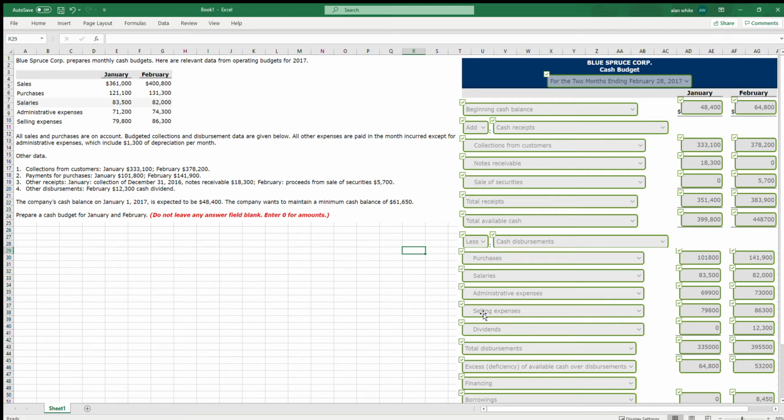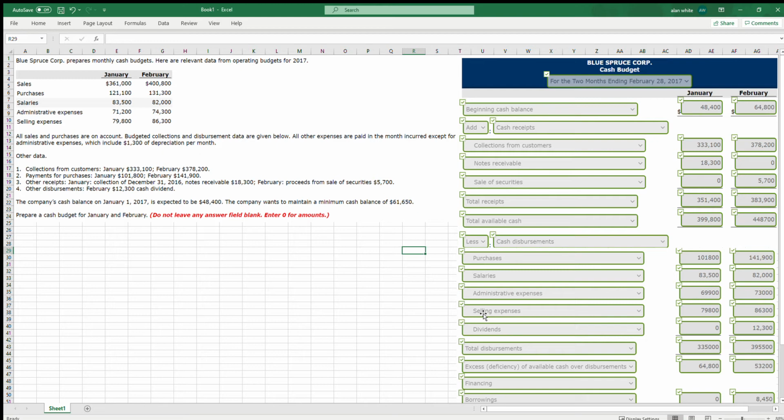Today we're going to be going over problem 8A in our homework. It's the last problem on the second assignment this week in Chapter 7. And for this problem, it wants us to prepare monthly cash budgets for Blue Sports Corporation.